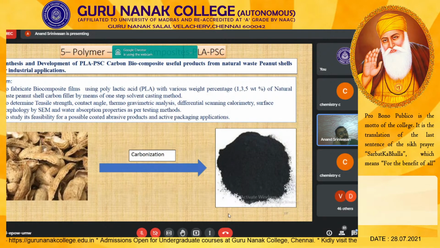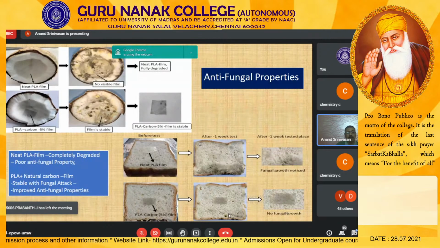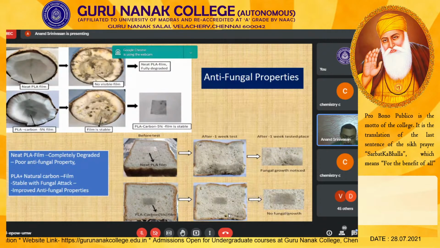So we have taken the peanut shell, which is subjected to pyrolysis. We get the carbon powder, and that carbon powder obtained from pyrolysis of peanut shell is reinforced with the PLA. And we were able to study the antifungal property. We found that neat PLA film, during this work, we did it in lockdown. So all the work was done by our students. So I'm only the talker. The doers are my students. So this work was done during the lockdown period.